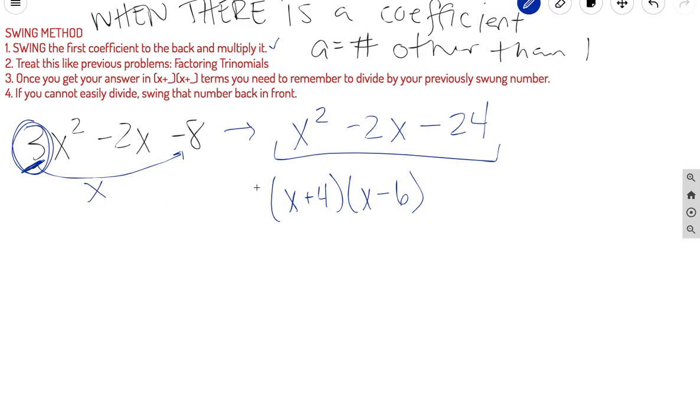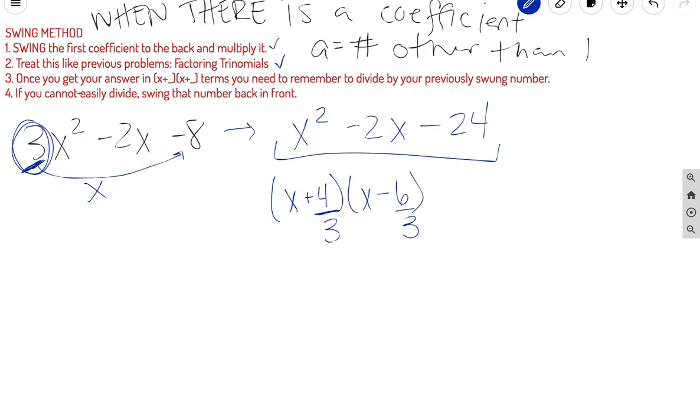But remember, this is not our starting point. This was our starting point, right? So we want to try to get back to that. So step 3 of the swing method. Once you get your answer in that form, two sets of parentheses, you need to remember to divide by your previously swung number. Remember, we multiplied the back by 3. We can't just forget that we multiplied or moved that 3. We now need to divide by 3.